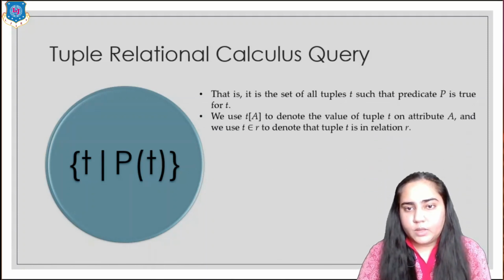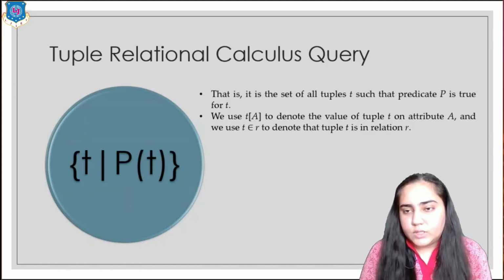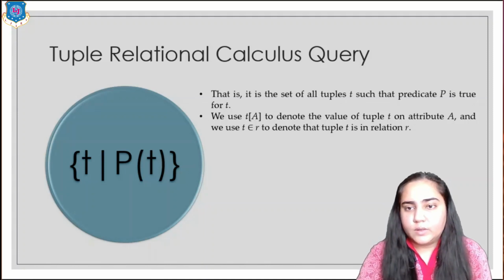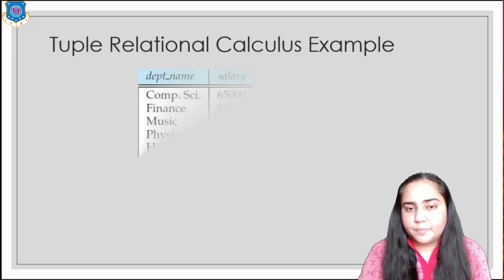We use T with box brackets A to denote the value of tuple T on attribute A. So A is an attribute, and we show it in box brackets. And we also use T belongs to R to denote that the tuple T is in relation R. So if you write T belongs to R, R would be the relation in which the tuple T is present. Now for knowing this better, I would recommend an example. So let us see an example of such a query.